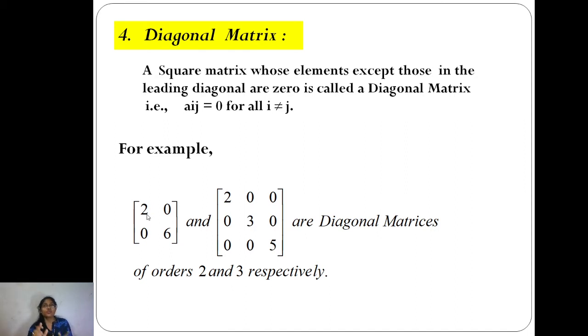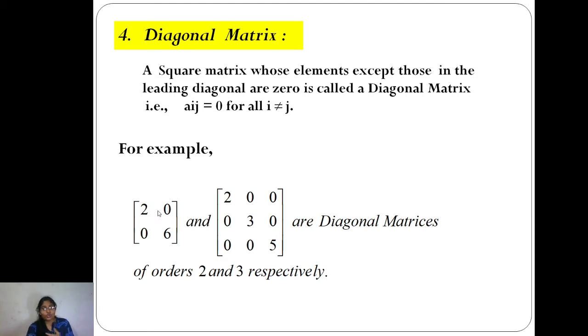For examples 2 element a11, 0 টা হচ্ছে a12, a22 position a21, 6 হচ্ছে 22 position. So aij equals to 0 for all i not equals to j. That means a12, a21, a31, a32 all 0. Or same i equals to j, for i equals to j aij equals to non-zero element. This is the diagonal element.